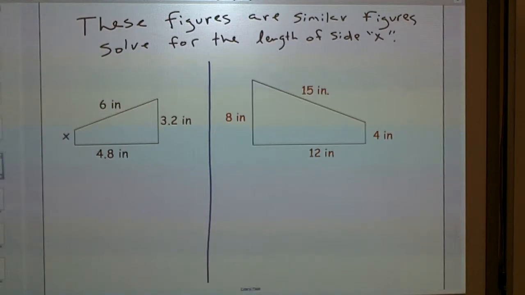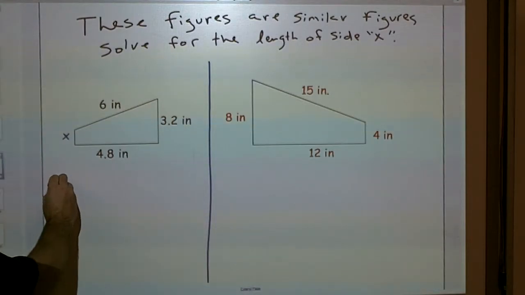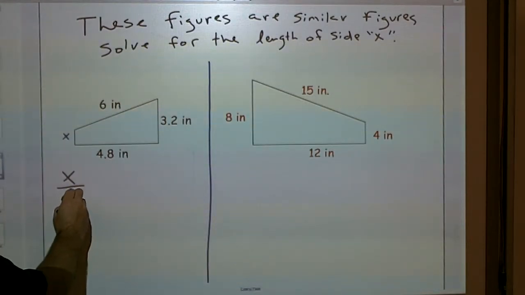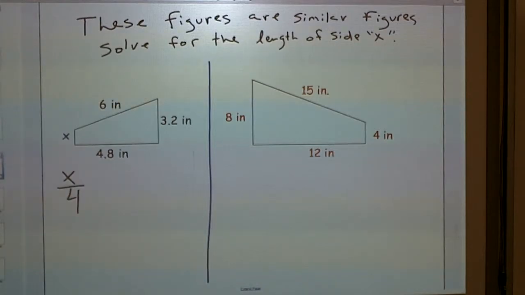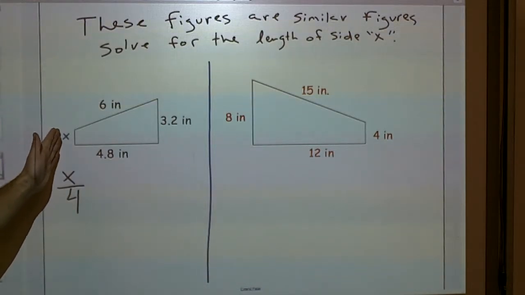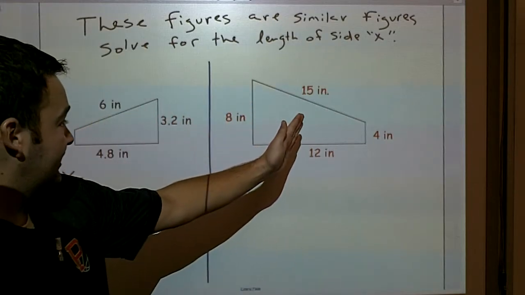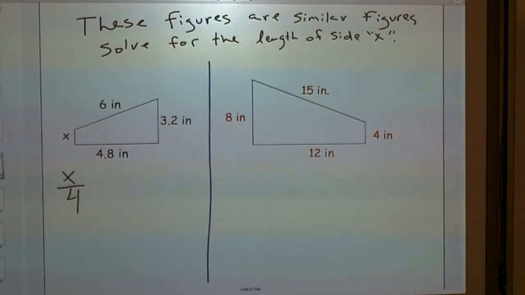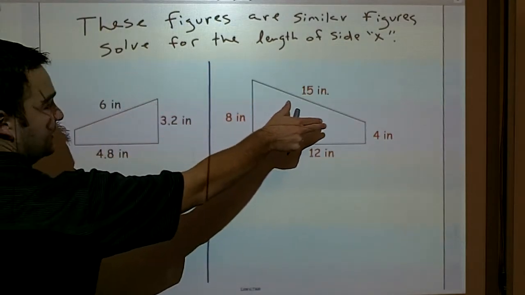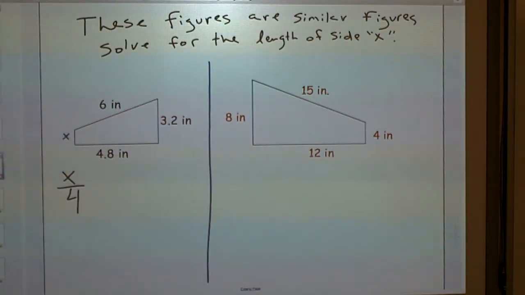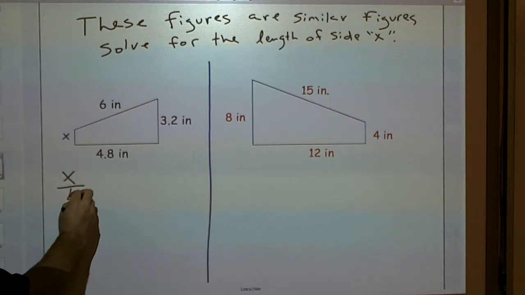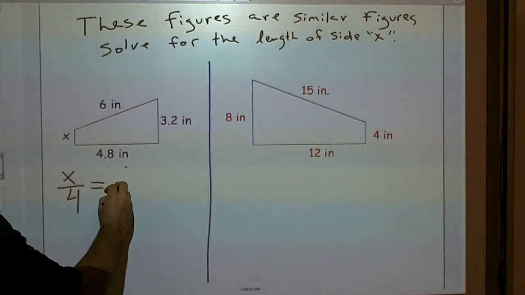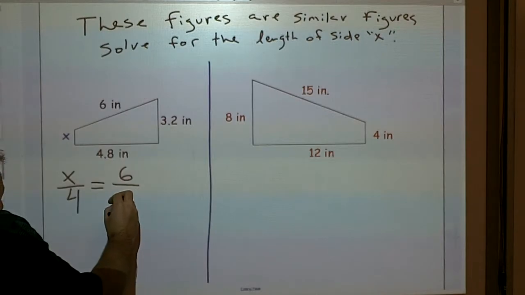Alright, corresponding sides. So we're going to use that and say, all right, x over 4, looks like the smaller over the bigger. And now we need to pick what other smaller over bigger combination we want to use. And I think 6 over 15 would be nice because those are both integers. Alright? So let's say x over 4 is equal to 6, which is the smaller side, over 15.